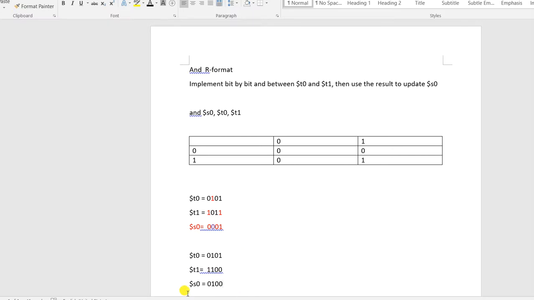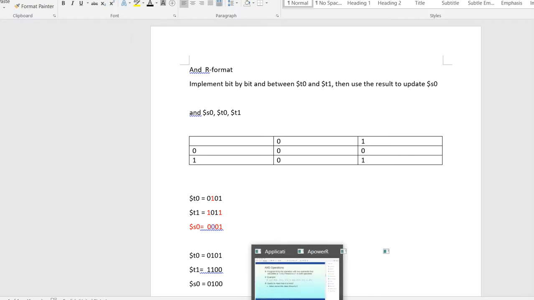Okay, I want you to figure that out by yourself and then compare whether this result is the same as yours.